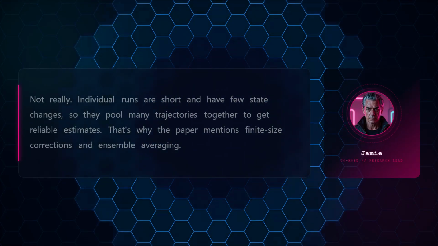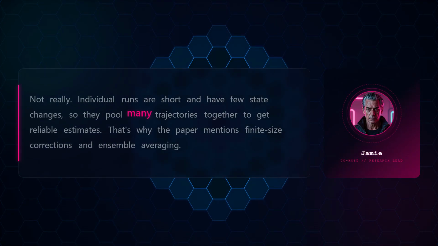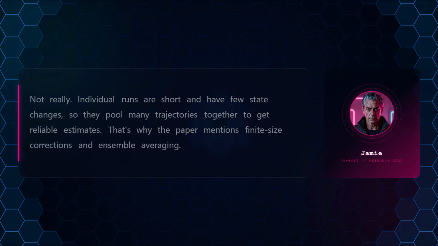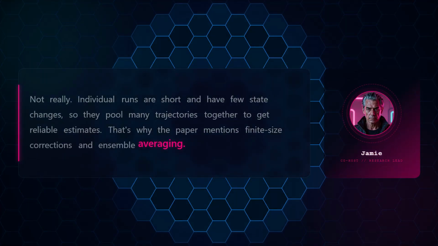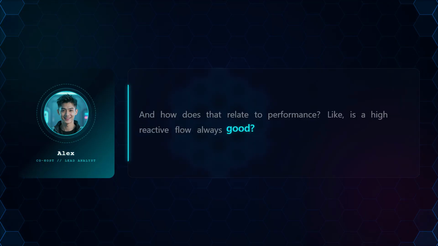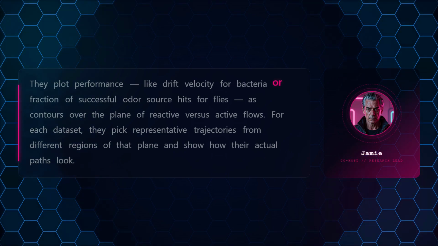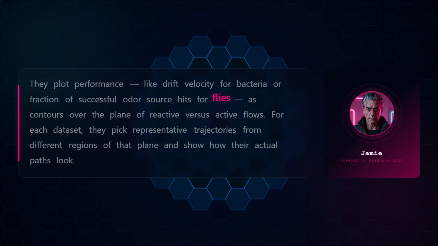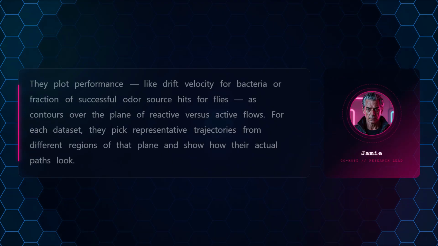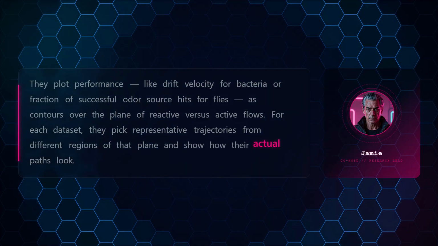Not really. Individual runs are short and have few state changes. So they pool many trajectories together to get reliable estimates. That's why the paper mentions finite size corrections and ensemble averaging. And how does that relate to performance? Like, is a high reactive flow always good? They plot performance, like drift velocity for bacteria or fraction of successful odor source hits for flies, as contours over the plane of reactive versus active flows. For each dataset, they pick representative trajectories from different regions of that plane and show how their actual paths look.